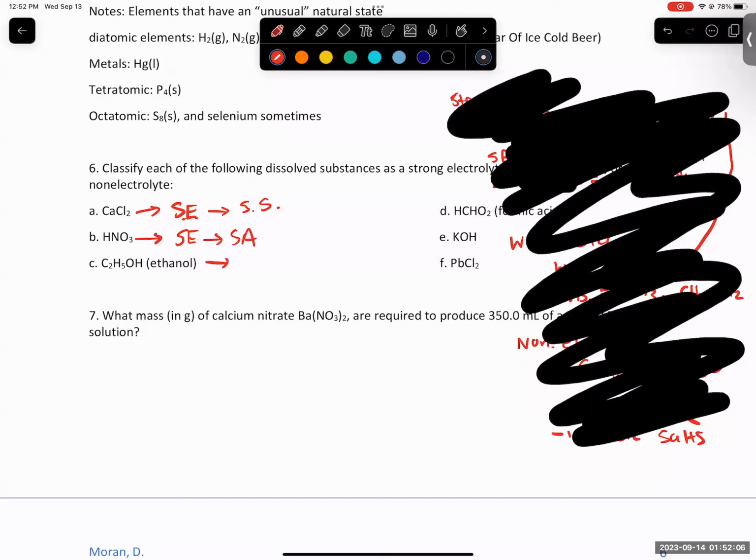It's not a base because bases include ionic compounds that have hydroxide as their anion, but this is a covalent compound. The OH might trick you. You might think, oh, it's hydroxide, but it's in a covalent compound, so it's not a hydroxide. It's actually an alcohol. So with that, what do you think it is?